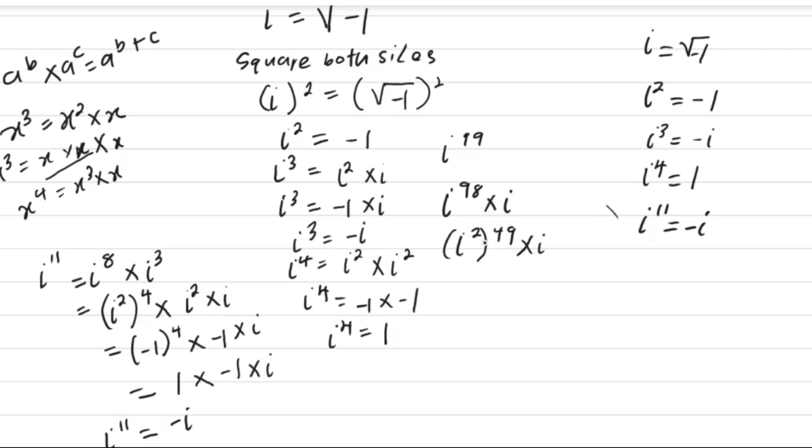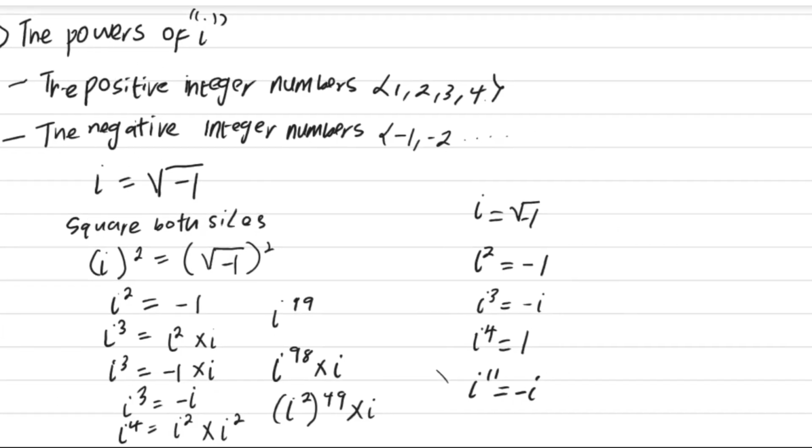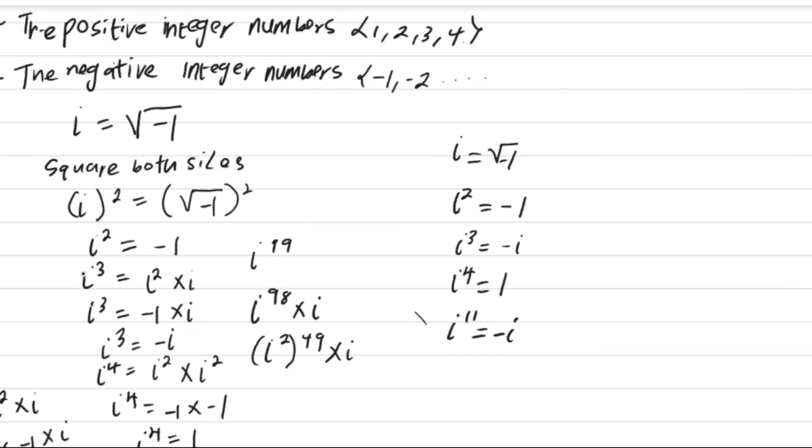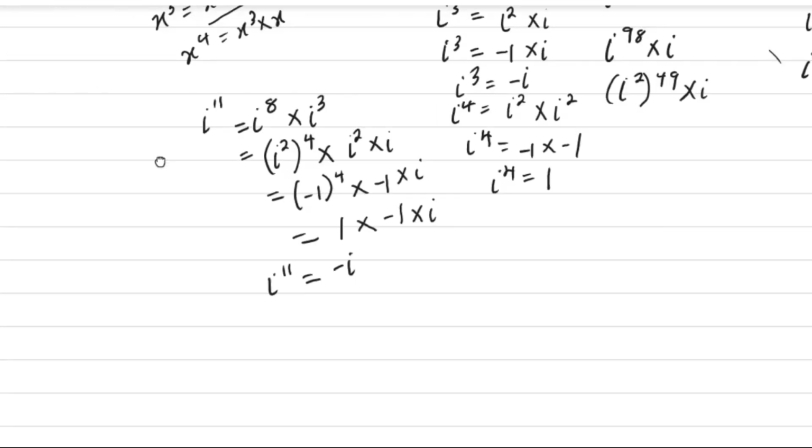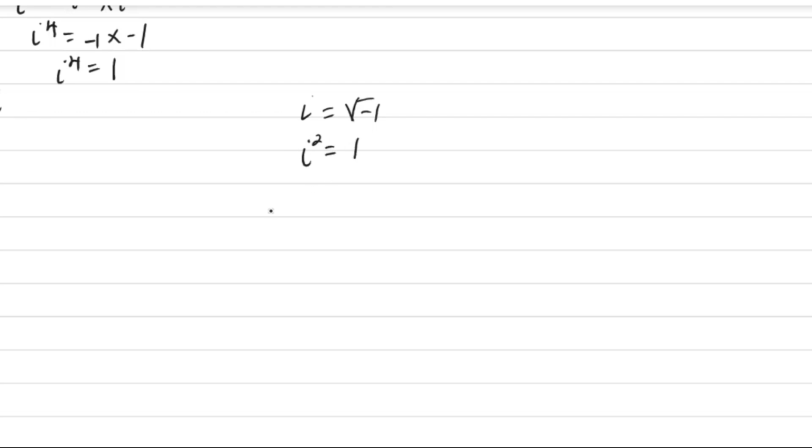So now, for the second part, which is the negative integer numbers. For the negative integer numbers, we are going to use the concept of a reciprocal. Now, let's take it in this form. We are still going to use what we know. We know that i is equal to square root of minus 1, and we know that i squared is going to give us -1.